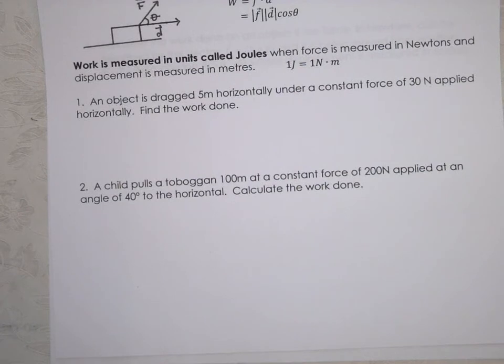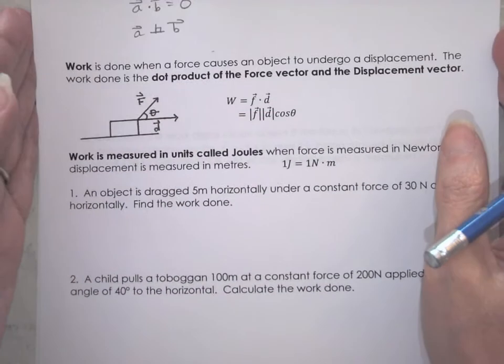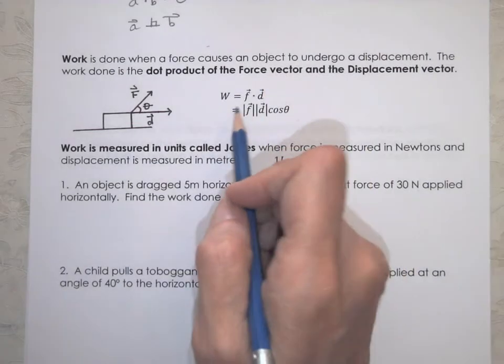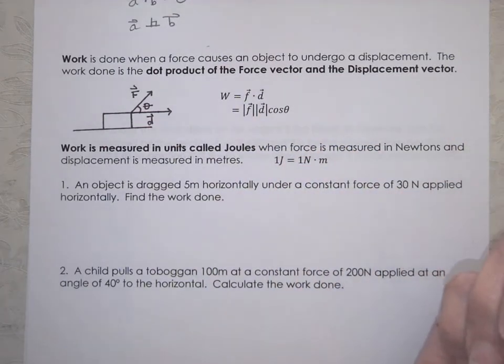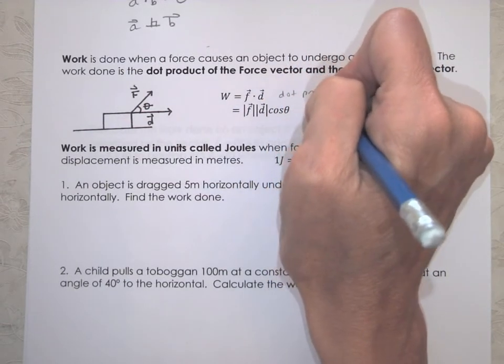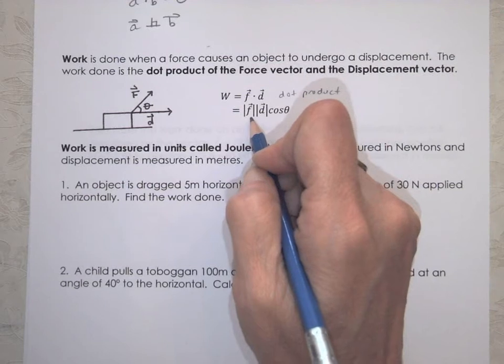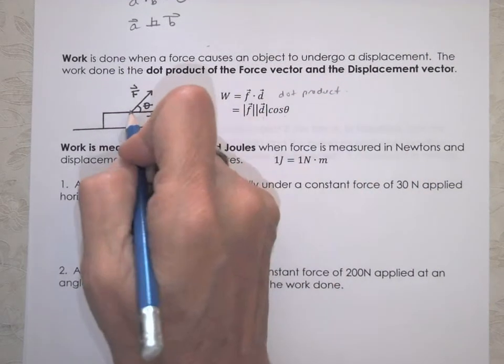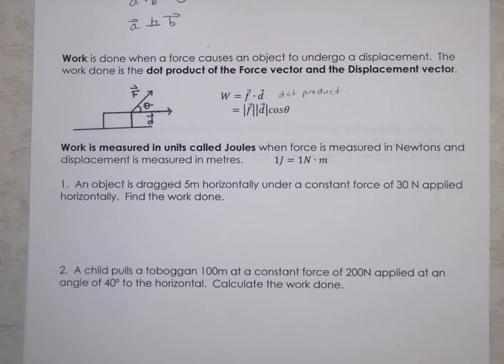Work is done, this is from a physics standpoint, okay? Work is done when a force causes an object to undergo a displacement. The work done is the dot product of the force vector and the displacement vector. Work is a scalar though, okay? So work is F dot D. We know that a dot product gives us a number or a scalar, okay? And we also know that the magnitude of the dot product is the magnitude of one vector times the magnitude of the other times the cos of the angle between them when they're tail to tail as shown in this diagram.